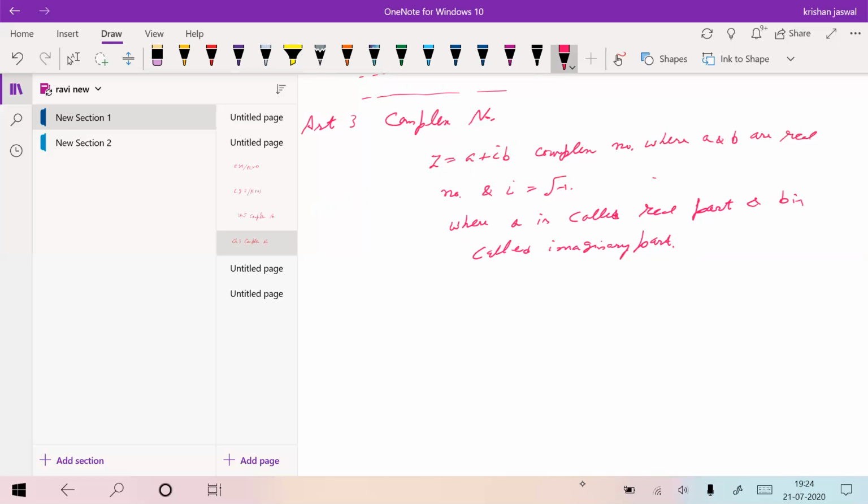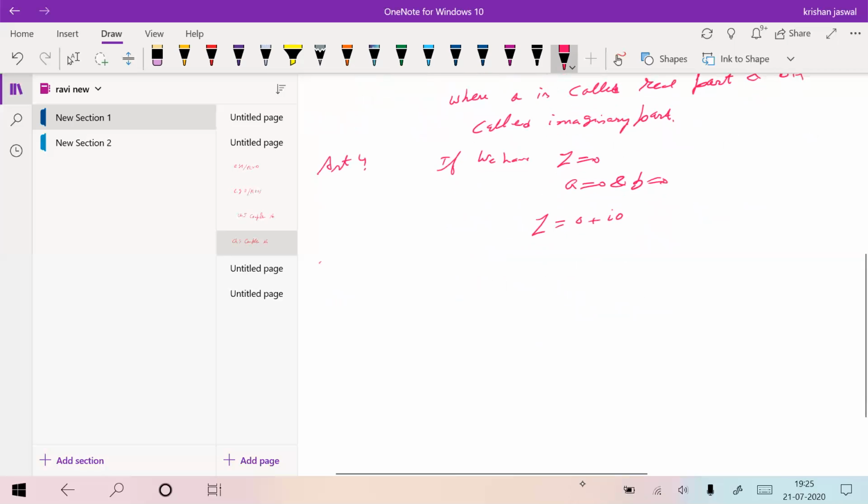Article number 4: if a complex number is 0, then its real and imaginary parts are separately 0. If we have a complex number z equal to 0, then a and b are separately 0, a is equal to 0 and b is equal to 0, because z is equal to 0 plus iota 0.